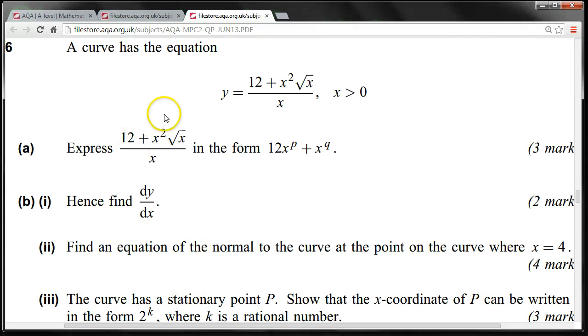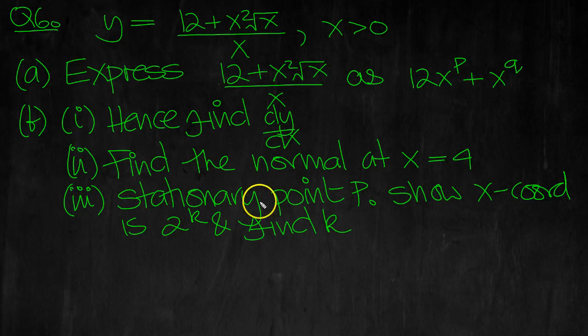Right, here's the question then. Parts A and B. So I've got it summarized over the page here, so let's have a look at it. Express this in this form, so we just split the fraction up.